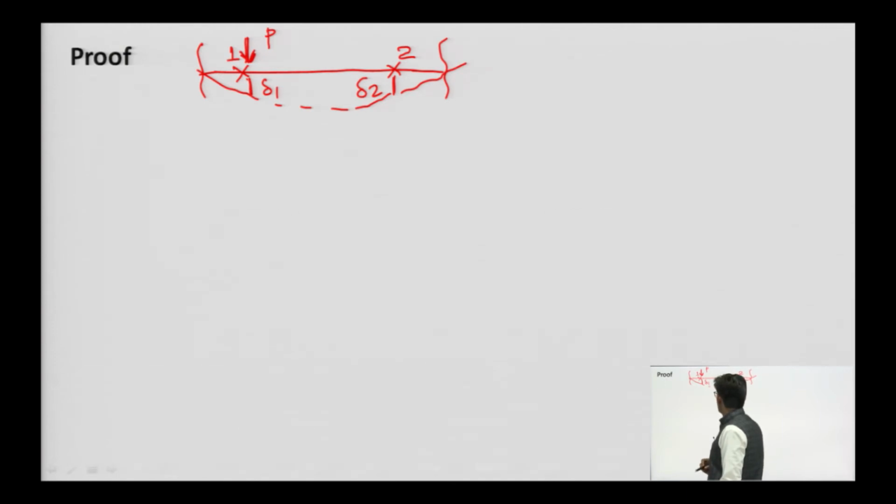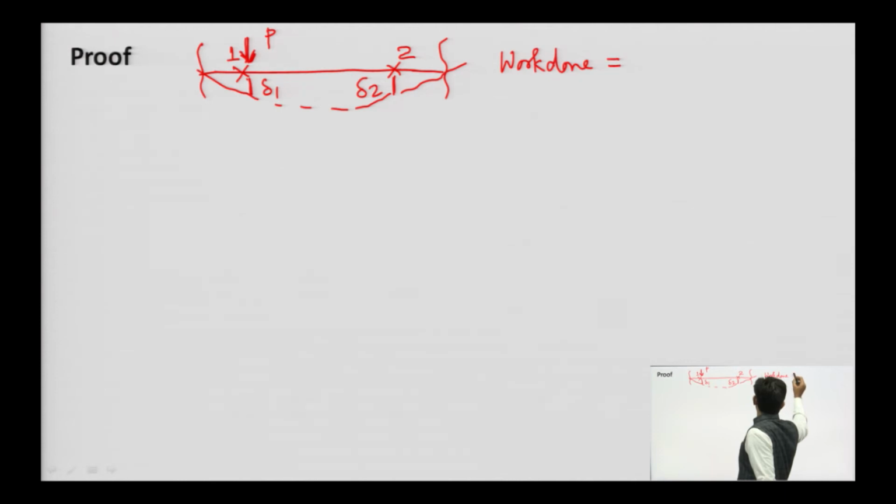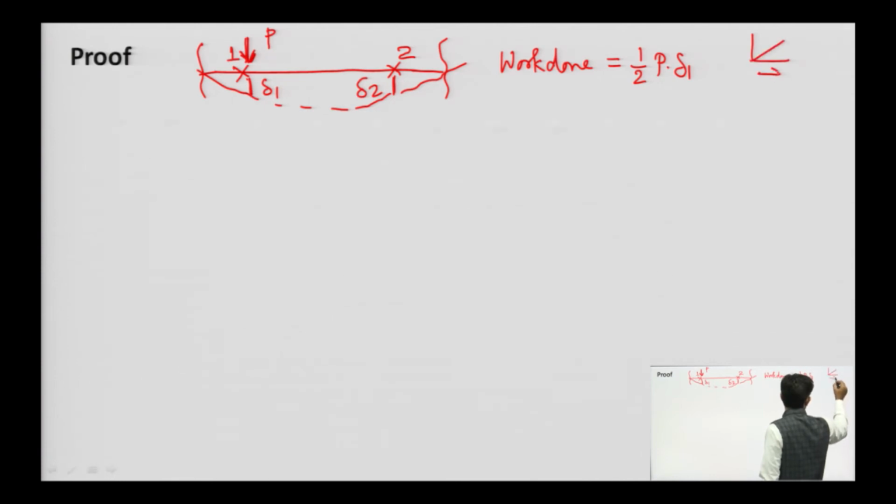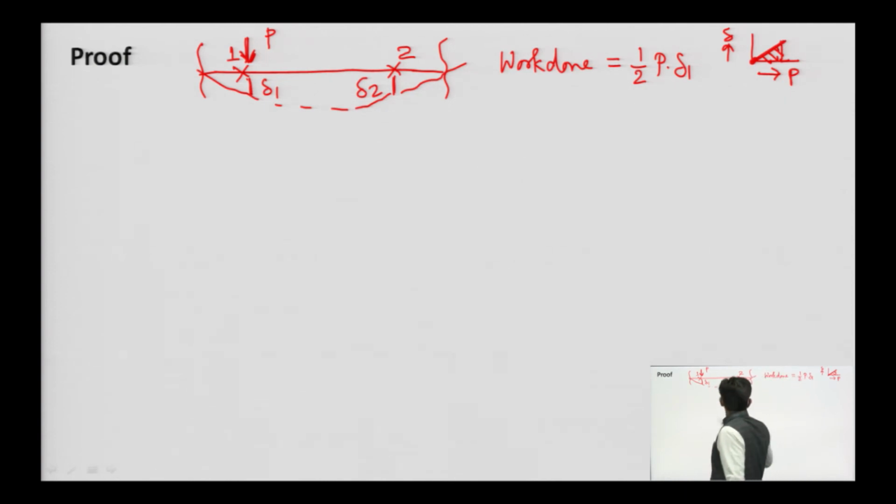So, the work done in this case will be half P into del 1. Why half? It is because the variation in P and del will be from 0 to this, and the area covered is half of P into del 1. This is the work done, say this is case 1.